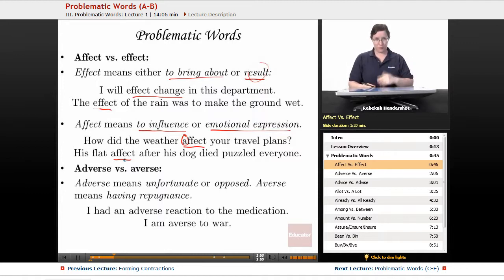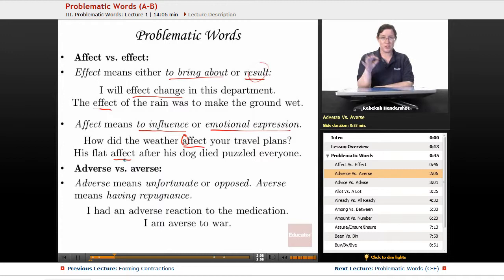It's not really there. Next, adverse versus averse. Adverse with a D means unfortunate or opposed. Averse means having repugnance. Averse is almost always used for people, whereas adverse is almost always used for things.